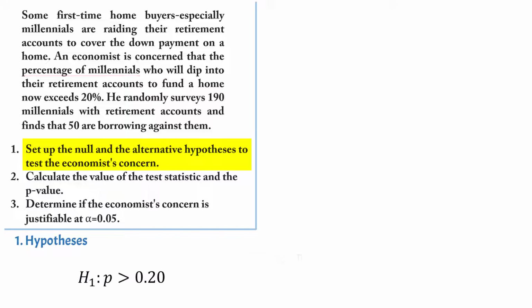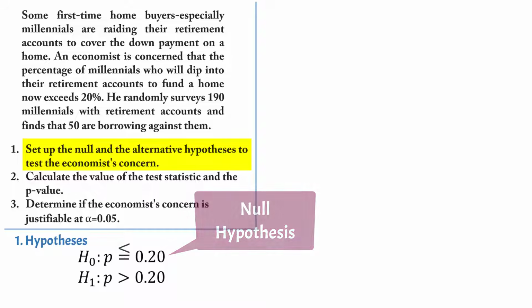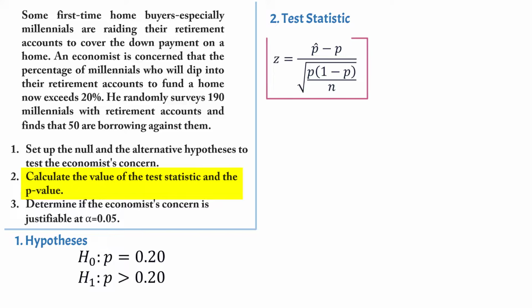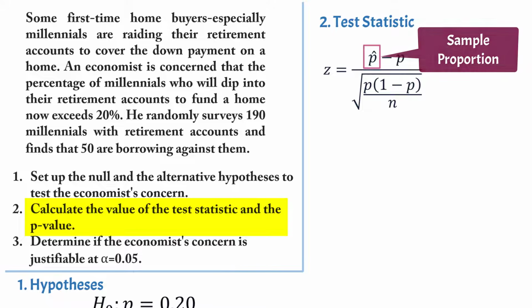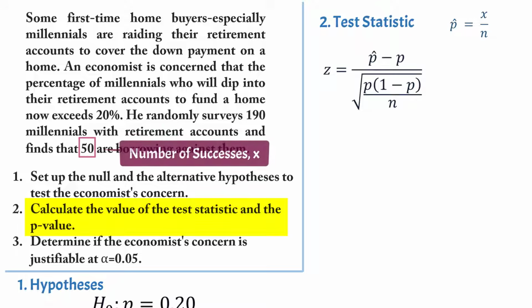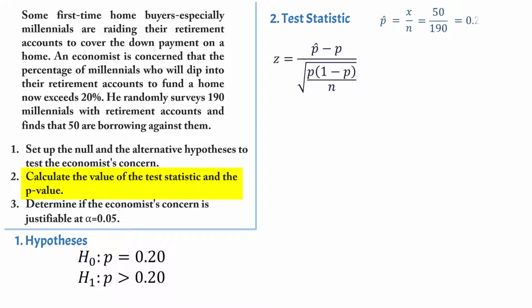The null hypothesis will thus be p equal 0.20 or p less or equal to 0.20 depending on the convention used. To calculate the test statistic, we use the z formula shown here. P hat is the sample proportion, computed by taking the number of successes x and dividing by the sample size n. The sample size n here is 190, and the number of successes x is 50. Therefore, the sample proportion is 50 over 190, which gives 0.2632.